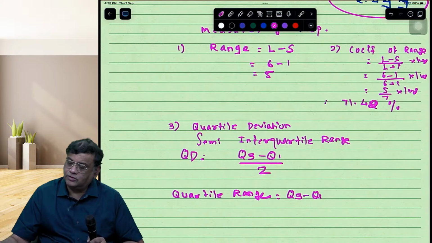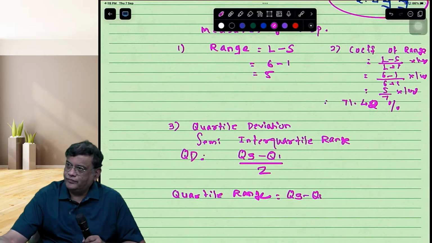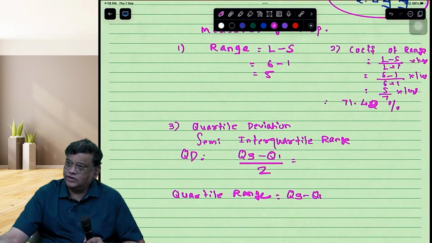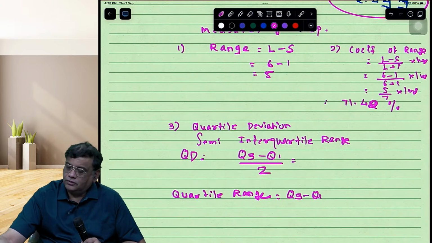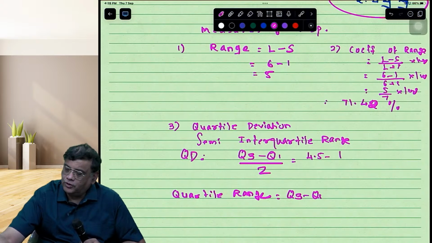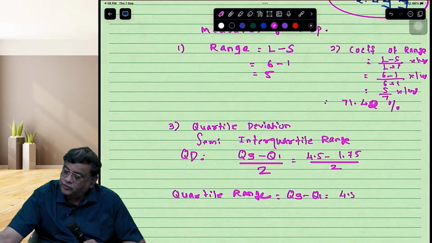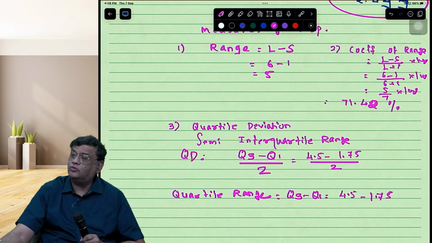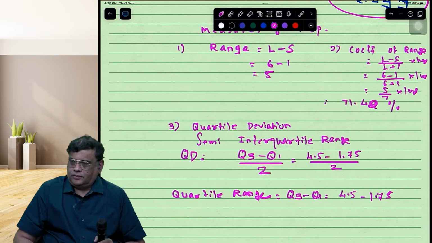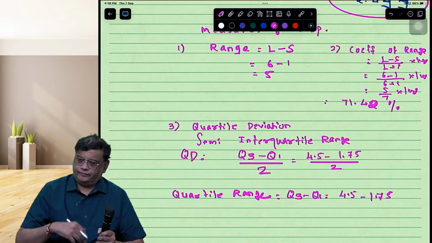टेल मी. अभी Q1 और Q3 तुमने निकाला है ऑलरेडी. How much is Q3? 4.5. Q1, 1.75, and that divided by 2. And quartile range will be 4.5 minus 1.75. There you do not divide by 2. There you won't divide by 2.